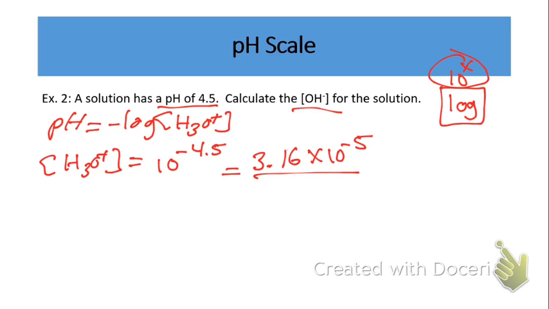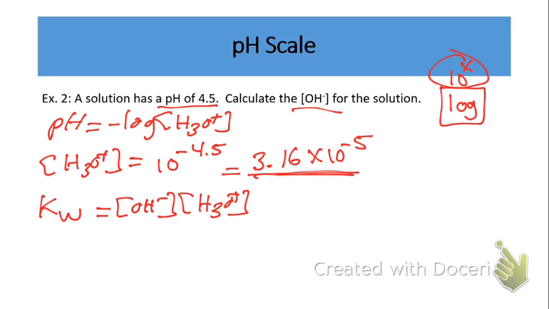Also remember that a pH of 4.5 is on the acidic side. It's not highly acidic, but it is acidic enough that we should find that the hydronium ion concentration in the end should be bigger than our hydroxide ion concentration. Okay, so now we can go ahead and find the hydroxide ion concentration by again using Kw equal to the hydroxide ion times the hydronium ion concentration.